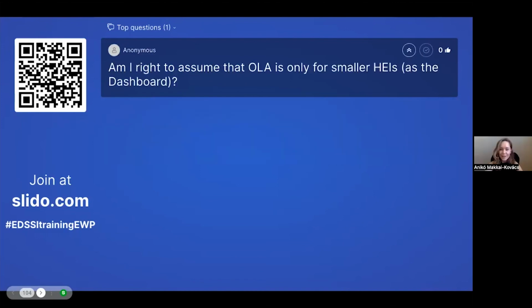Excellent. And the last question, which is the answer actually, once again, yes. Am I right to assume that OLA is only for smaller higher education institutions? Yes. What smaller means is actually being clarified. But our educated guess with Paul is that the number of mobilities per semester is around 100. So this is our answer.